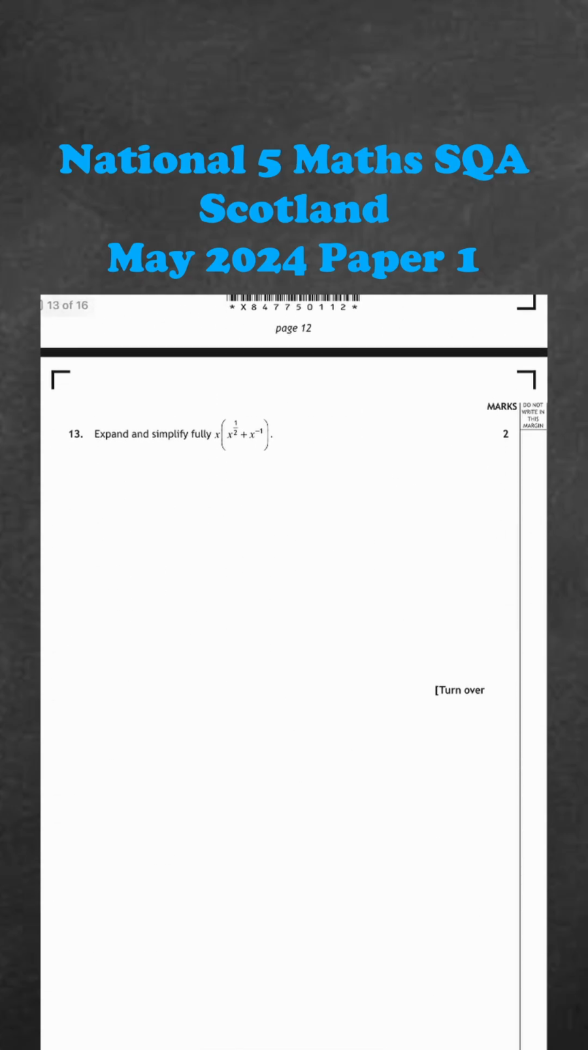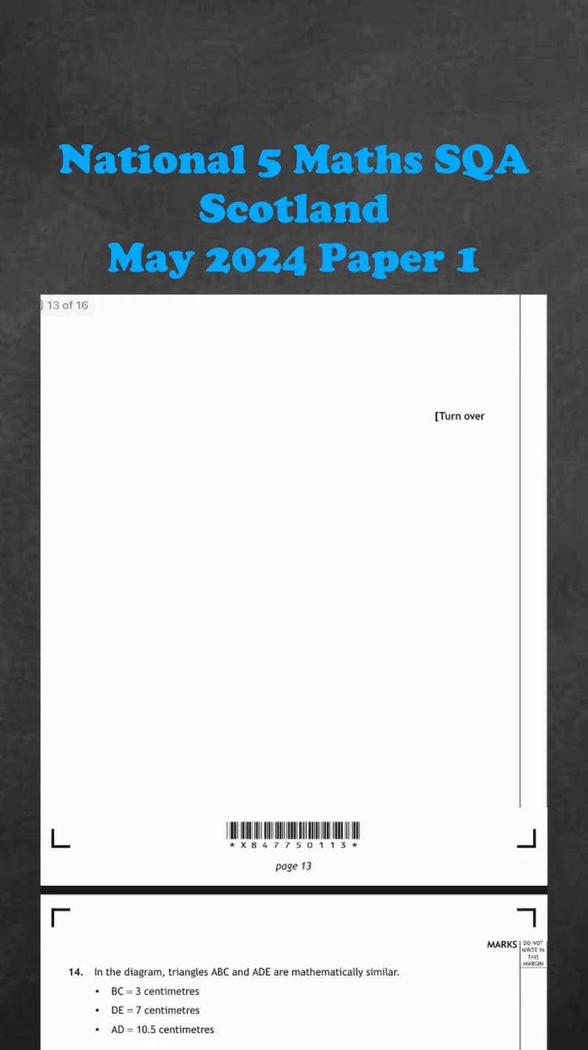Question 13. Expand and simplify fully x lots of x to the half plus x to the minus 1. This is the equivalent of saying x to the 1 multiplied by x to the half plus x to the minus 1, which is just x to the power 3 over 2 plus 1. And x multiplied by x to the minus 1 just gives 1.